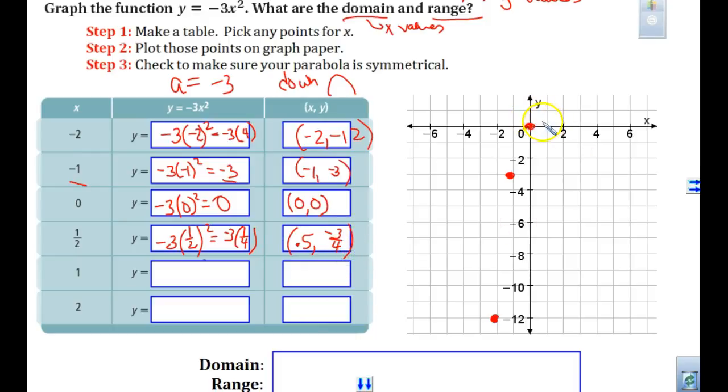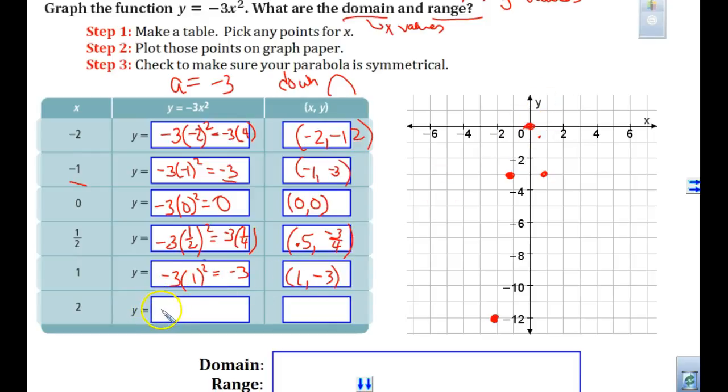Which kind of makes sense. If this was 1, at 1/2 it's negative 3/4, so it's not quite there. And now we plug in 1. That works even better, right? 1 squared, we're going to end up with negative 3. So my ordered pair is 1, negative 3. Oh, look at that. It's exactly symmetric, right? And it looks like our vertex is at 0, 0.